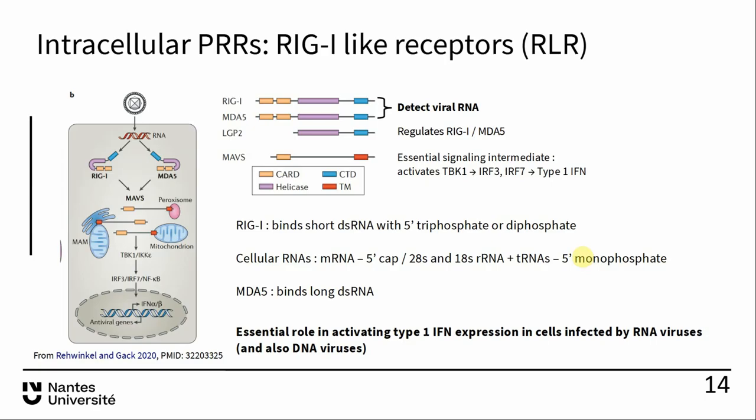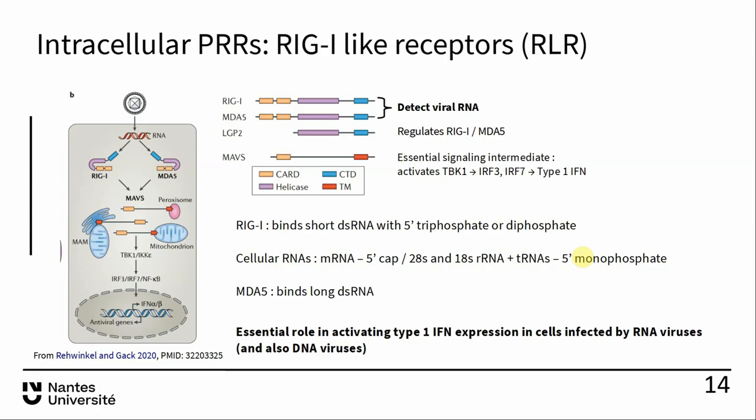For MDA5, it's not so clear. But you need a long double-stranded RNA. And you often get that when RNA viruses replicate, the whole genome has to be replicated. So you have to have a big double-stranded RNA molecule. And in DNA viruses, you often get these double-stranded RNA molecules formed. But the molecular basis is not so clear for MDA5.